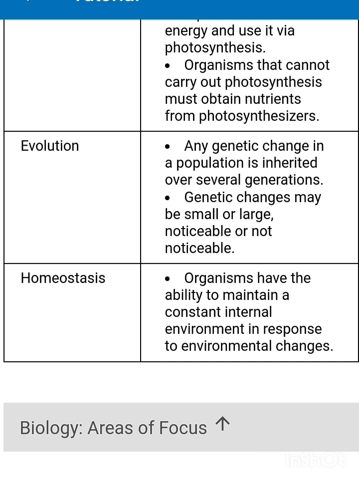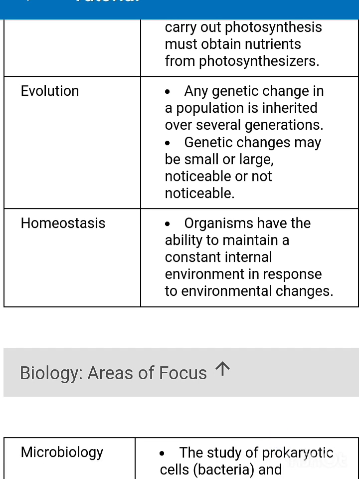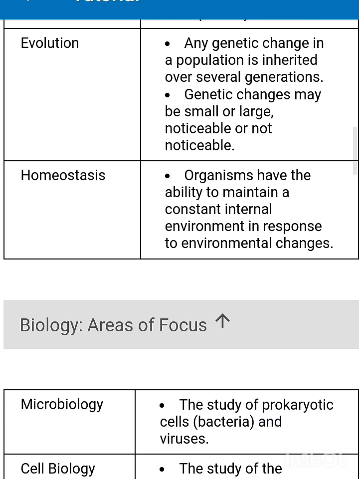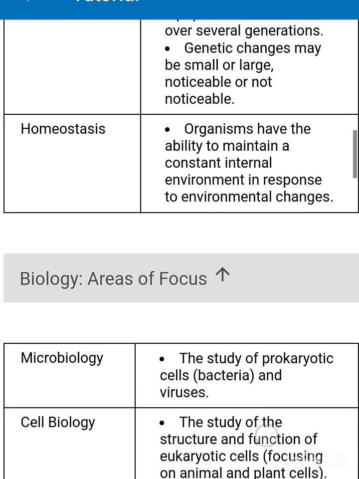Number four, evolution. Any genetic change in a population is inherited over several generations. Genetic changes may be small or large, noticeable or not noticeable. Number five, homeostasis. Organisms have the ability to maintain a constant internal environment and respond to environmental changes.